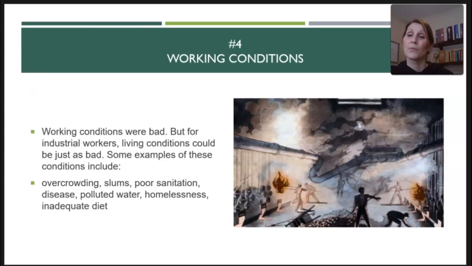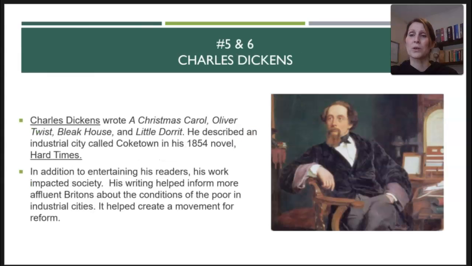Working conditions were bad, but for the industrial workers, living conditions could be just as bad. Some examples of these conditions included overcrowding, slums, poor sanitation, disease, polluted water, homelessness, and inadequate diet. So basically, living conditions overall were poor, but especially for the workers in the Industrial Revolution time period working in the industry.